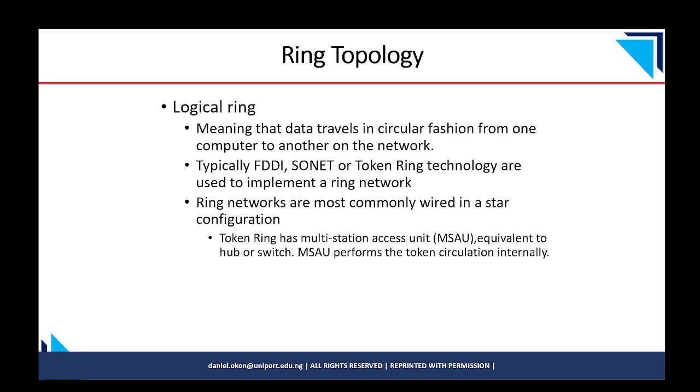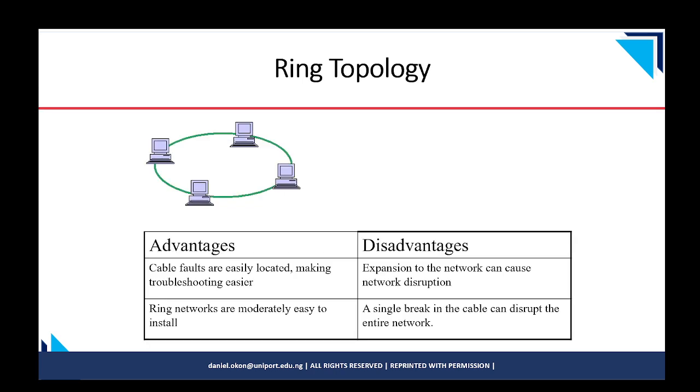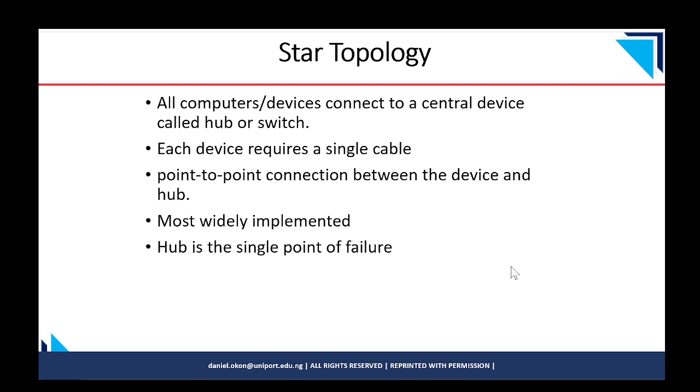In ring topology, data travels in a circular fashion from one computer to another. Advantage: cable faults are easy to locate. They are easy to install, but expansion of the network can cause network disruption. And like I told you, a single break in the cable can disrupt the entire network. Just one break in one place can disrupt the entire network.